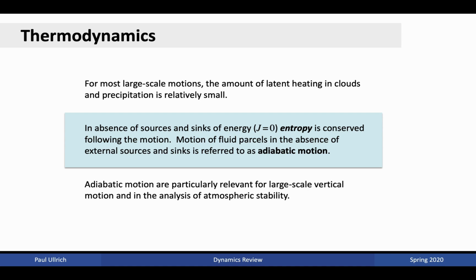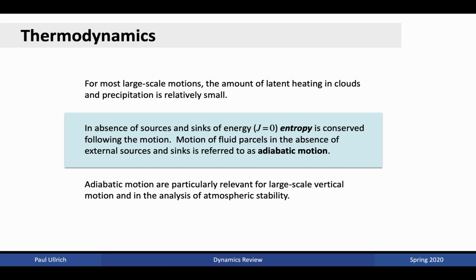All right, for most large-scale motions, the amount of latent heating in clouds and precipitation is relatively small, and initially we're going to focus on the case of purely dry dynamics, where one doesn't need to consider the heating that may be incurred because of condensation or evaporation of water. So in the absence of such sources and sinks of energy, one has J equals 0, that is, we have no diabatic heating, and entropy of the fluid is conserved following the motion.